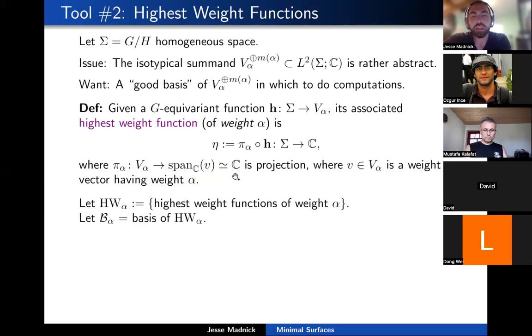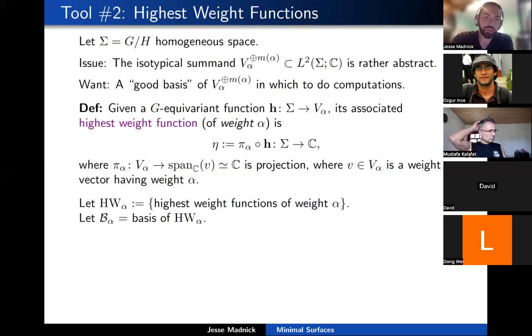Okay, so this complex line is the line that I mentioned earlier. The point is that in V sub alpha, there's a unique vector up to scale having weight alpha, right? That was mentioned a couple slides ago. So it does depend on this choice of V, but that ends up not mattering. The important thing is that it depends on H. So if you have a large supply of these equivariant functions, then you get a large supply of highest weight functions. And that's ultimately what you need.